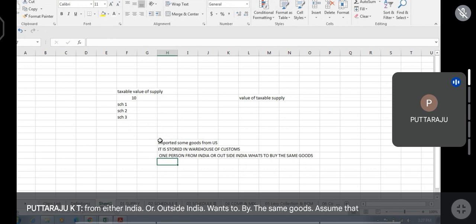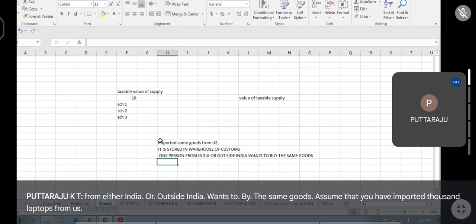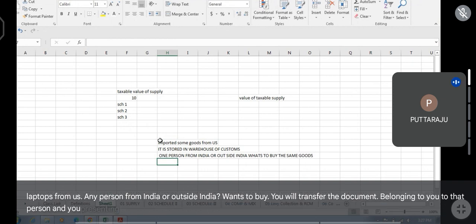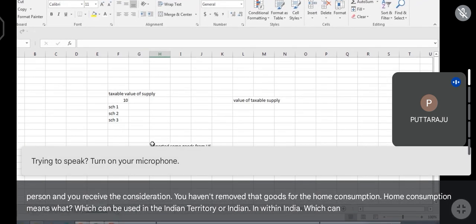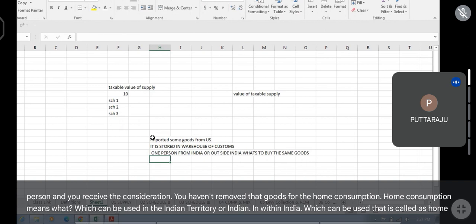Assume that you have imported 1,000 laptops from the US. Any person from India or outside India wants to buy. You will transfer the document belonging to you to that person and you receive the consideration. You haven't removed those goods for home consumption. Home consumption means which can be used in the Indian territory, within India. That is called home consumption.